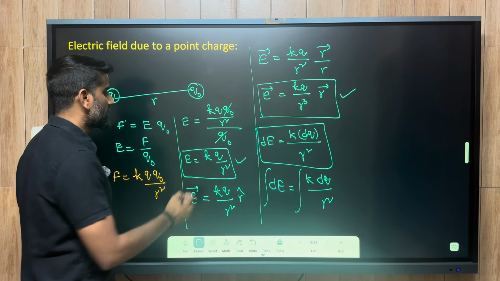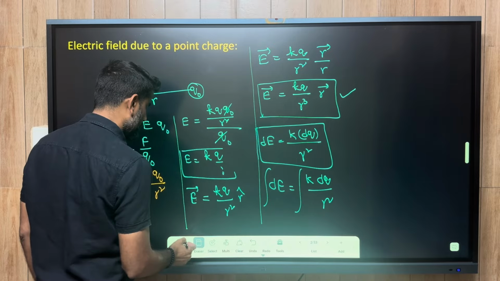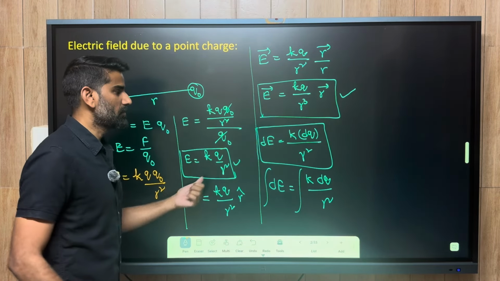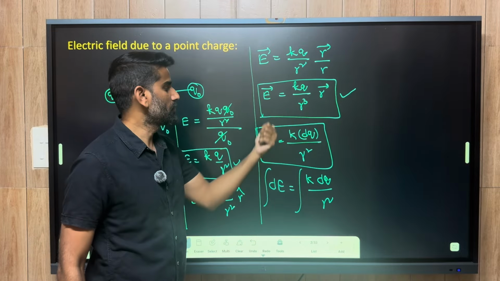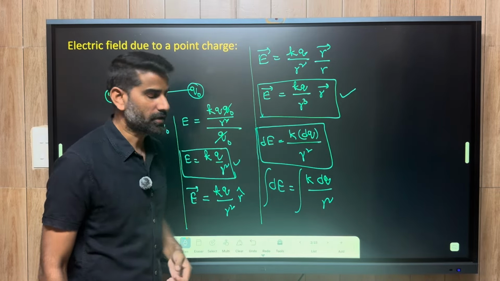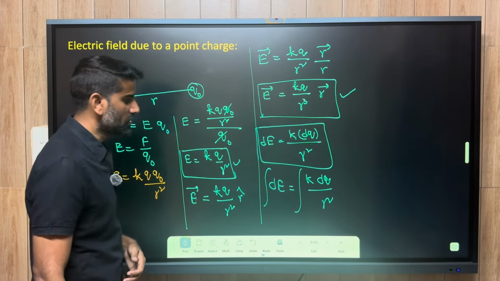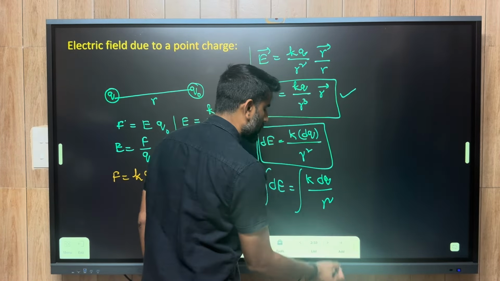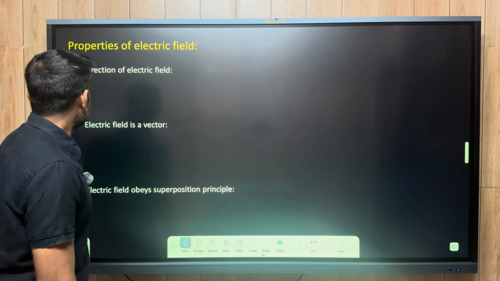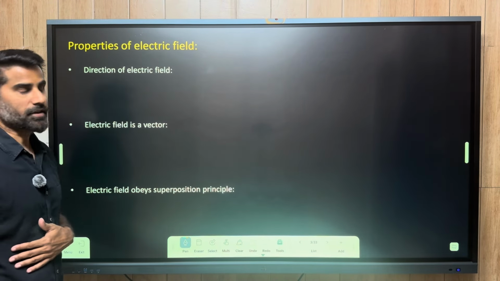Now, these are the 3 relations that we need to remember. Electric field in vector form, electric field in calculus form, integral form of electric field. Okay, now let's move on to the next slide. Let's look at the properties of electric field.